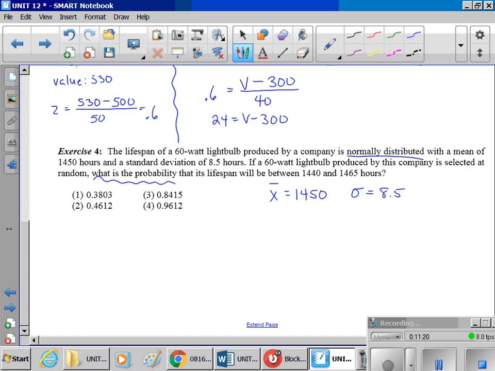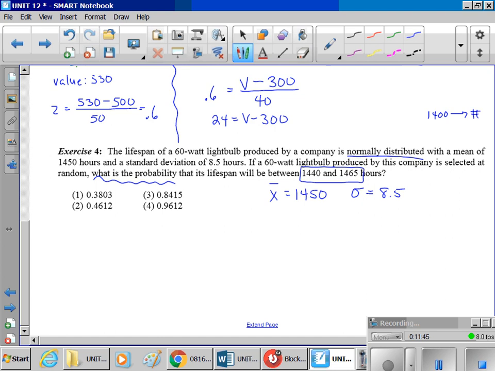So when they're asking for probability and then they give us a span, it kind of tells us that we are going to be using norm CDF. Now, sometimes instead of giving us a span, they'll say at least 1400 hours. So if they say at least, that means it's going to be from 1400 to a very large number. So you can put like a million in there.